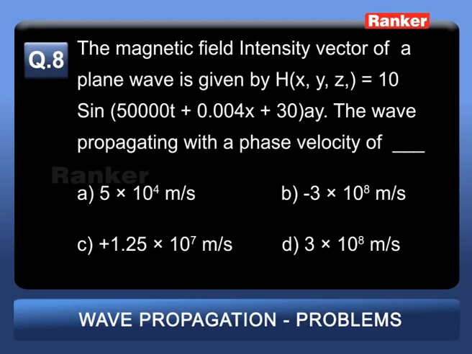The magnetic field intensity vector of a plane wave is given by H of x, y, z, t equals 10 sin(50,000 t plus 0.004 x plus 30) ay. The wave propagating with a phase velocity of, the options are given like this. Option A 5 into 10 power 4 meter per second. Option B minus 3 into 10 power 8 meter per second. Option C 1.25 into 10 power 7 meter per second, and option D 3 into 10 power 8 meter per second.